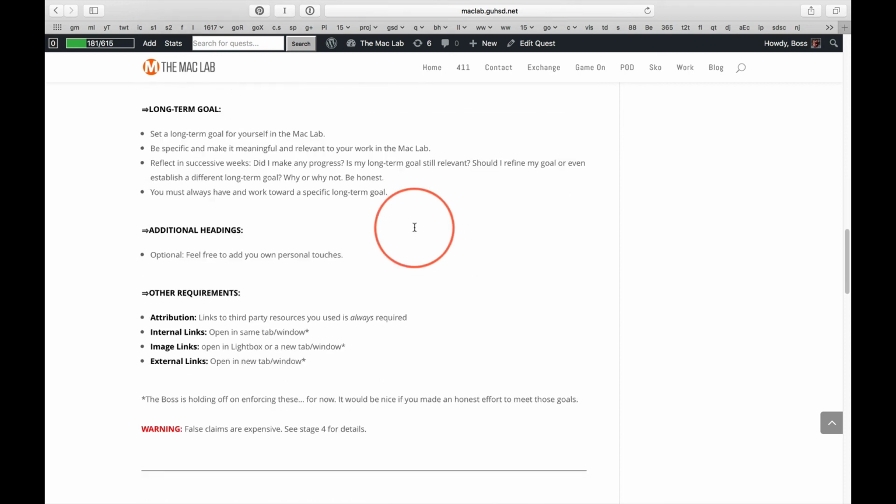Look, in the second semester, these are not options. These are requirements. So you might as well get used to it.